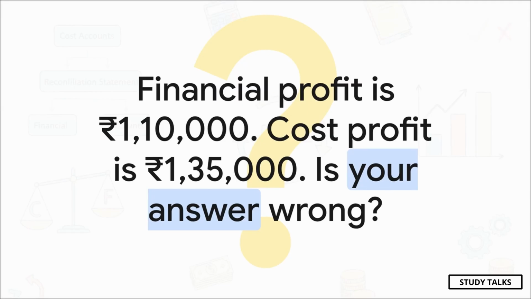For a second, imagine you're in the middle of a big 16-mark question. You've slogged through it, you've made the financial P&L, you've prepared the cost sheet, you get to the profit figures, and they don't match. One shows 1,10,000, the other 1,35,000. What's that first feeling? Absolute panic, right? But what if I told you that this difference isn't just okay? It's actually supposed to be there. This isn't a mistake. It's where the real question actually begins.